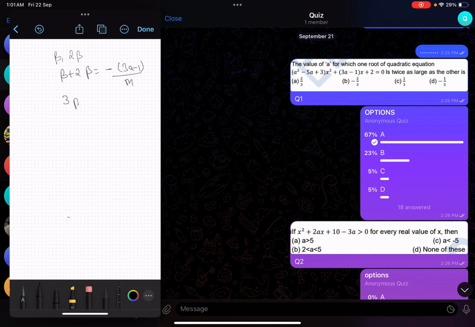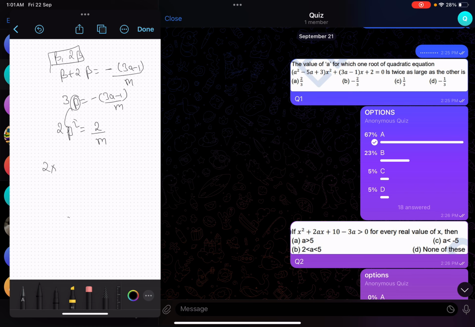So 3 beta equal to minus of (3a minus 1) by m. Now every time you have to write that, in fact, you can directly use this. Now the product of roots will be how much? 2 beta square equal to the coefficient of x to the power 0, so that will be 2, upon the coefficient of x square, so m. Now we'll substitute the value of beta from here to here.